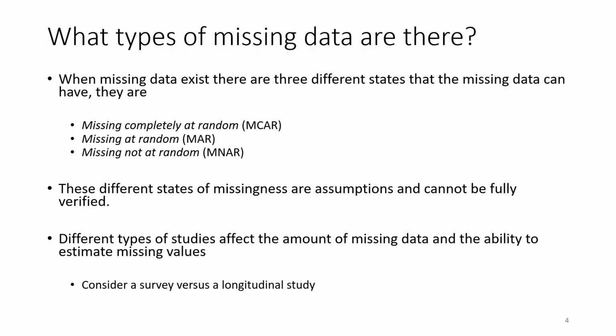So what are the different types of missing data, or what are the different states that missing data can have? Three different conditions have been identified. One is known as missing completely at random. A second is missing at random, and a third is missing not at random.